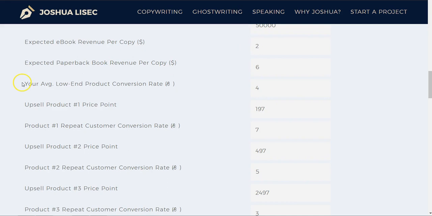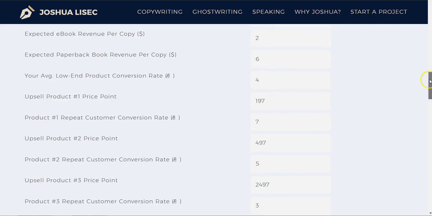Now, this number, your average low-end product conversion rate. This basically means how many people do you expect to purchase this low-end product, your book, based on low-end products they purchased from you before, whether it was like a $50 course or a $19 ebook or white paper. So this is the conversion rate that you're expecting. And the industry average is about 4% for a low-end product. How many people actually convert and become customers? Of course, you can tweak that as needed.